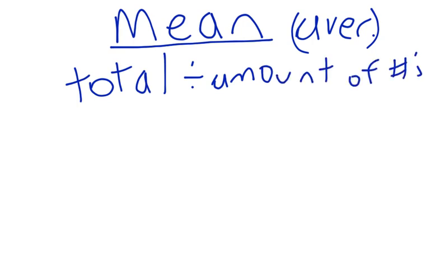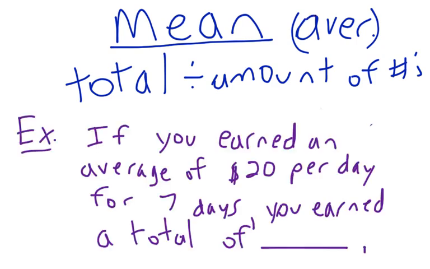So, working backwards, if we don't have the total, we can get it just by multiplying our mean by the number of numbers we have. Or if we know the total and the amount of numbers, we can divide to find our average. So to apply that, if you earned an average of $20 per day for 7 days, you earned a total of, you guessed it, just 20 times 7, which is $140. So using the mean or the average can help us find the total.